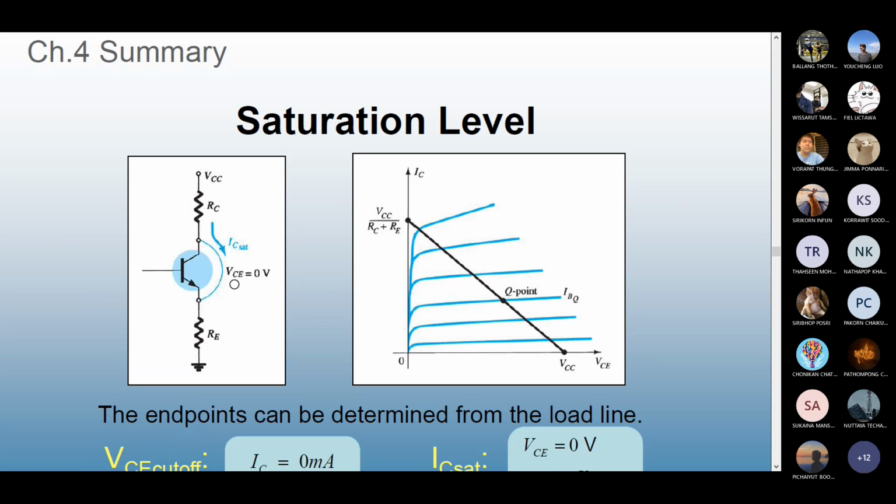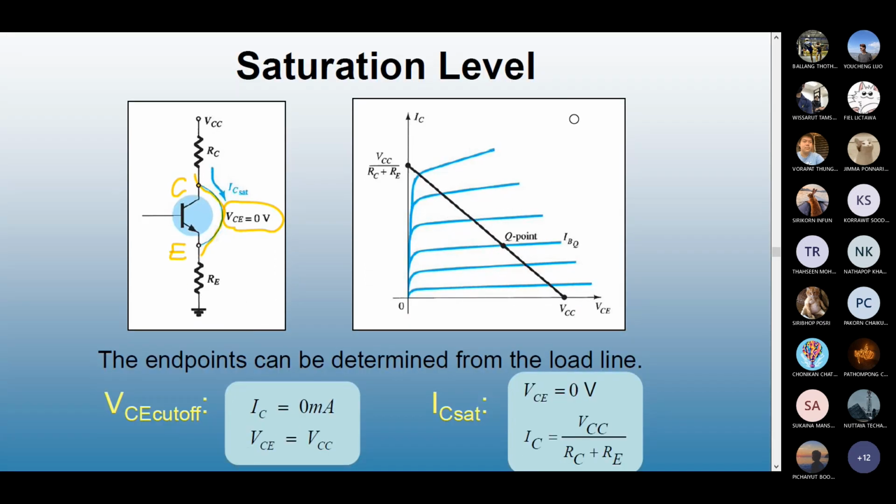If VCE is 0 volt, which means from C to E is 0 voltage drop, it is equivalent to shorting the C and E. When you short, all the current will go through, maximum current, that's the saturation current.